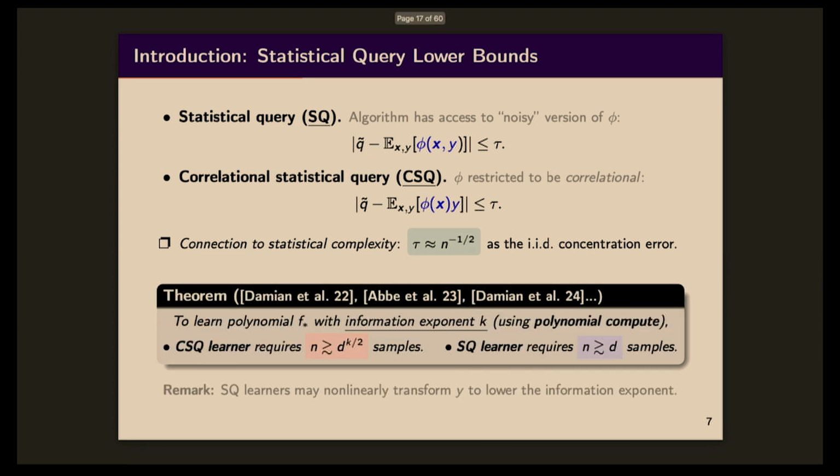Okay, so these are prior results telling you that if you want to learn a polynomial single index model with information exponent k, and you restrict the number of queries to be polynomial, so you don't allow a neural network with exponential width, then for the correlational query model, you're going to need n greater than d to the k divided by 2 samples. So indeed, the information exponent plays a role here. But if you do not place this correlational restriction, if you look at the full SQ model, then actually n equals d samples is sufficient.